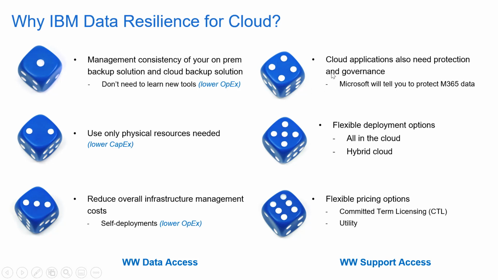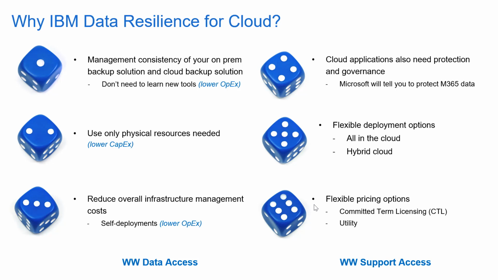Of course, all of your applications running in the cloud need to be protected just like your on-premise applications, and you need to have the flexibility to either deploy your Spectrum Protect Plus server in the cloud or to have it as a hybrid solution where it utilizes your existing on-premise Spectrum Protect Plus server. And then, of course, the nice thing with the cloud implementation is the flexibility for pricing options.